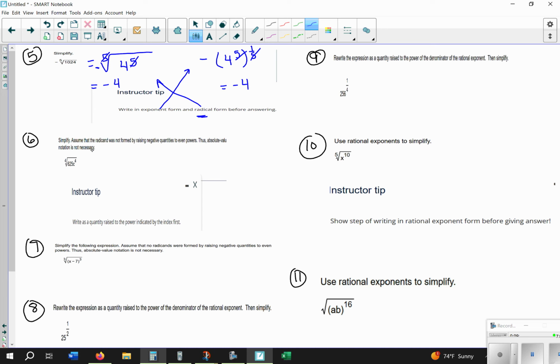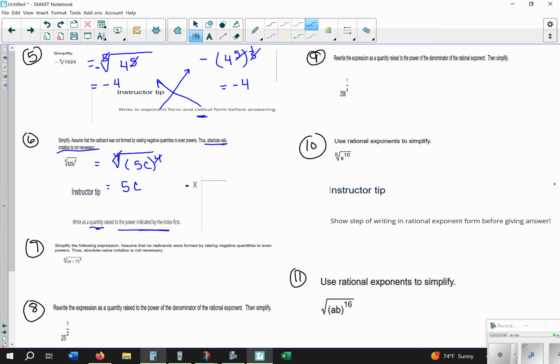All right, simplify. Assume the radicand under the radical is not formed by using negative quantities, so the absolute value notation is not necessary. And again, write as a quantity raised to a power. The variable was already set up for us, but quantity means I need parentheses. That's the wrong exponent. So the 4th root undoes the 4th power and leaves me my 5c.